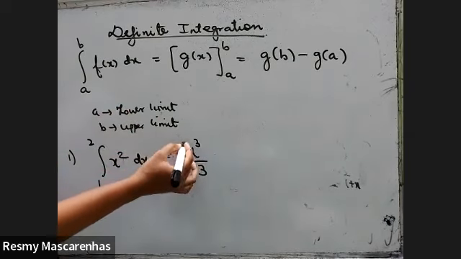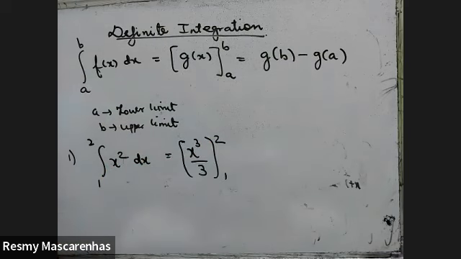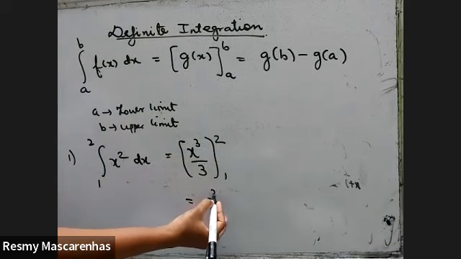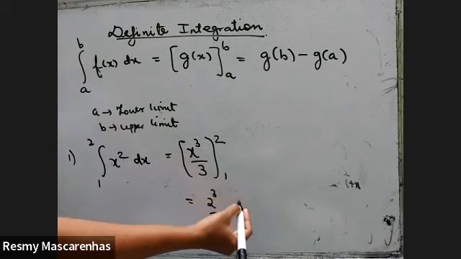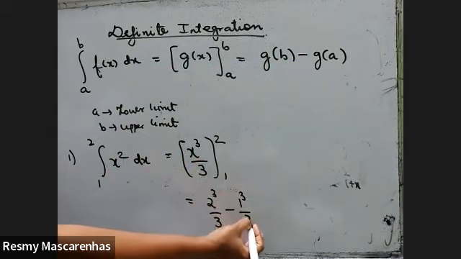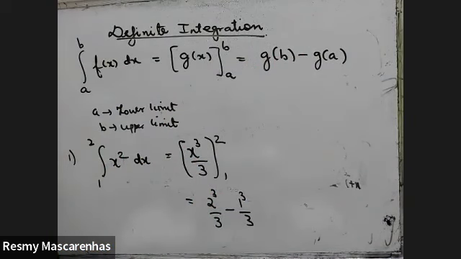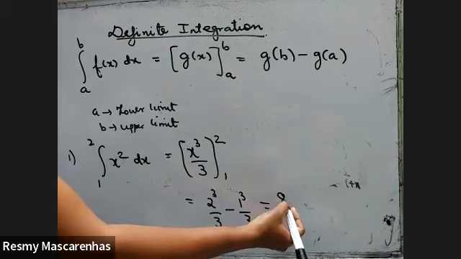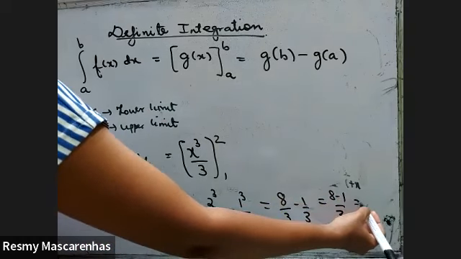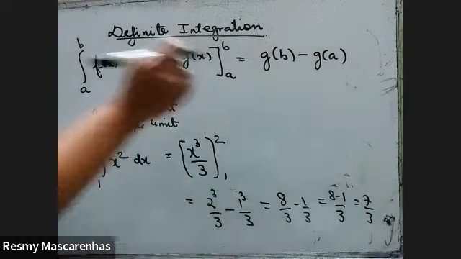Instead of writing plus c, I have to put a box, write 1 to 2. Now wherever there is x, I have to put the higher limit. So this will be 2 cube upon 3, minus sign, and then wherever there is x, put the lower limit. So 2 cube will be 8. So that will be 8 minus 1 by 3. So the answer is 7 by 3. Here there will be no plus c.